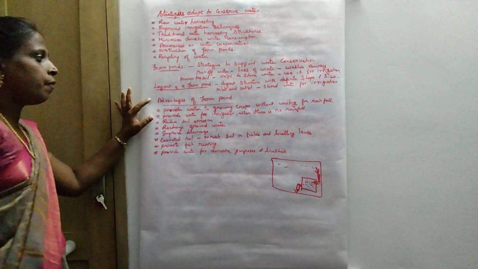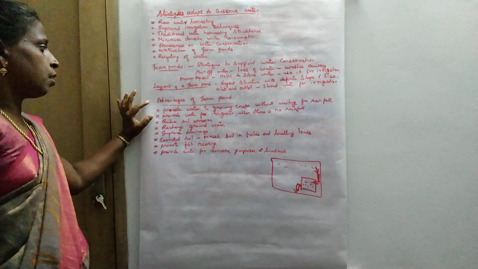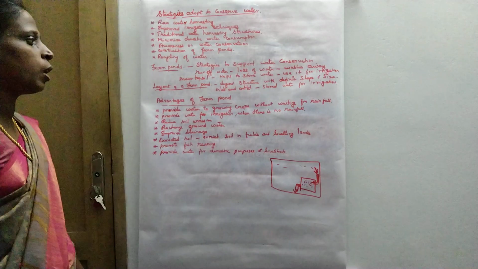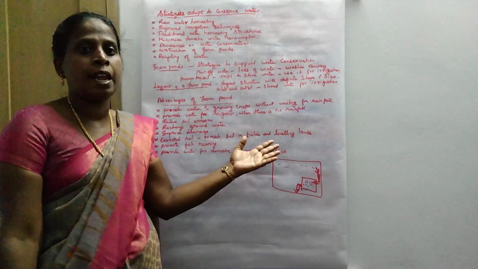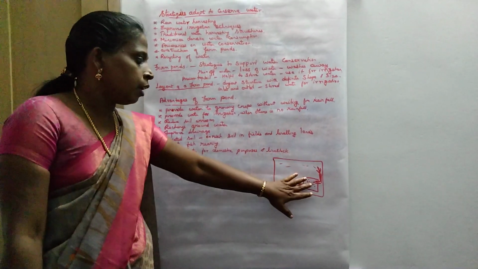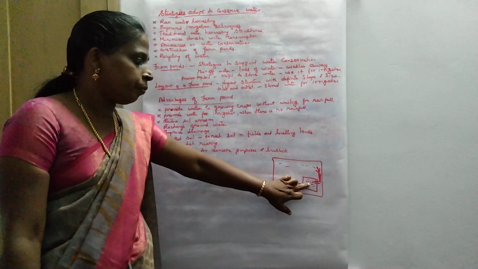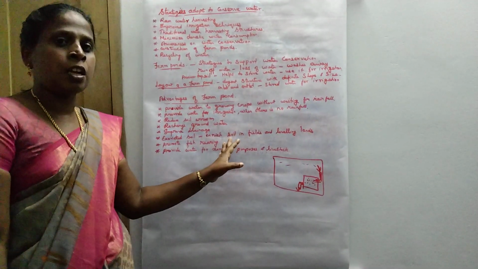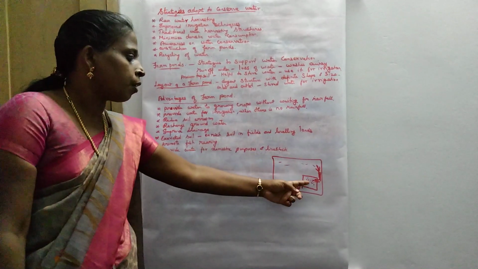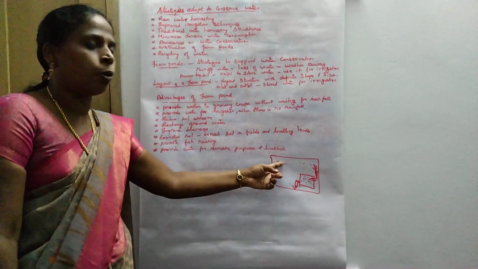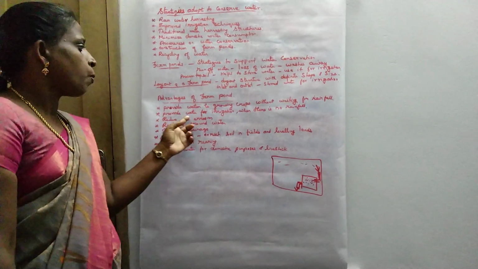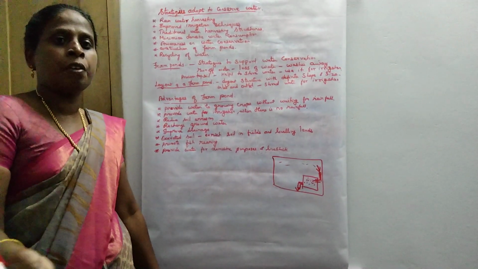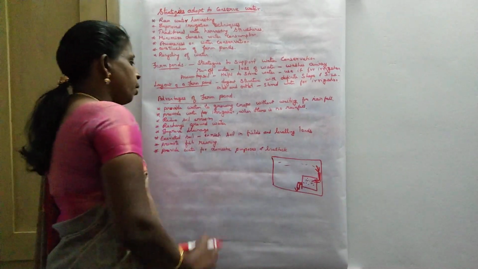So what are the advantages of farm pond? The first one is it provides water to growing crops without waiting for the rainfall. So here the water may get stored. So if there is no rainfall also, this water can be used for growing crops. It provides water for irrigation. So during irrigation, when there is no rainfall, they are taking water from the farm pond.